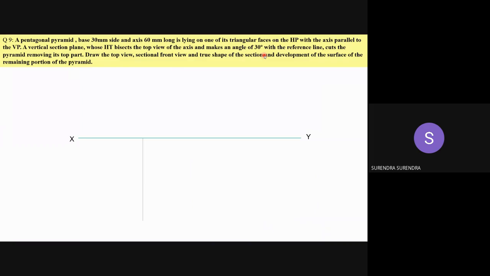Draw the XY line and see how the pyramid is resting. The base side and axis: it is resting with a triangular face on HP and axis parallel to VP. So in the initial condition, axis parallel to VP means inclined to HP. So first, let us assume the axis perpendicular to HP. When the axis is perpendicular to HP, the true shape of the base is seen in the top view. So in the top view, draw the pentagon.